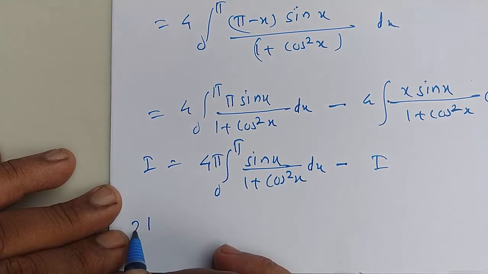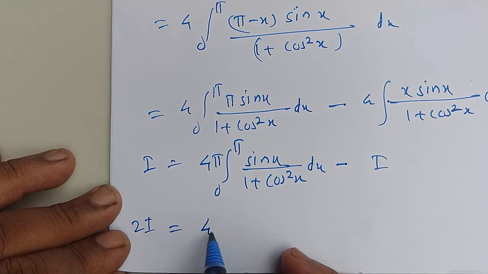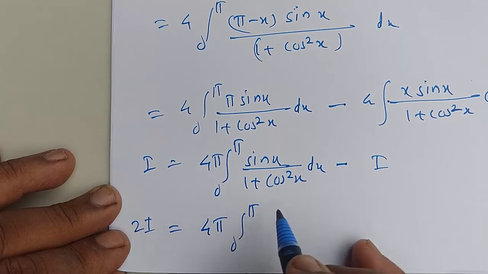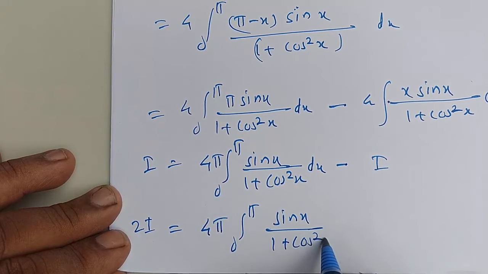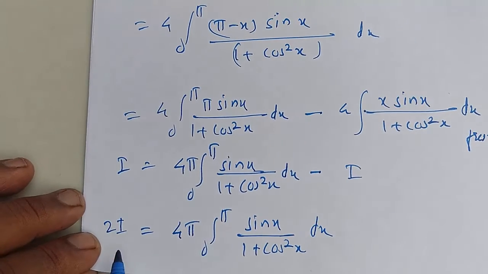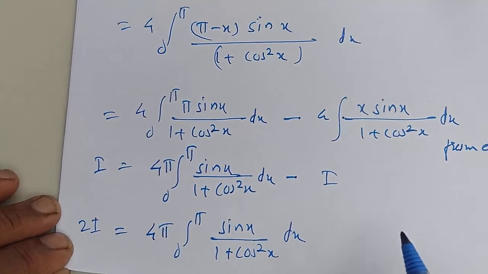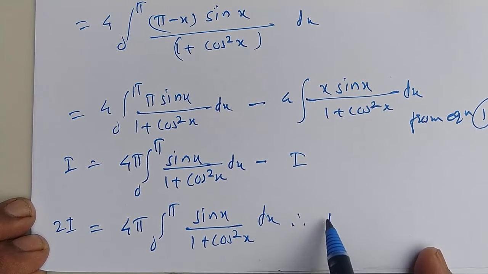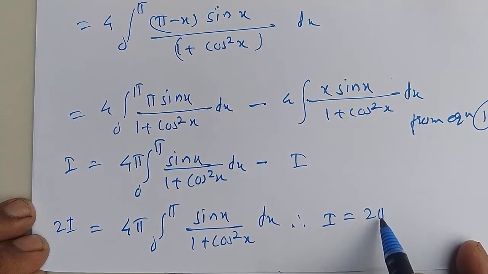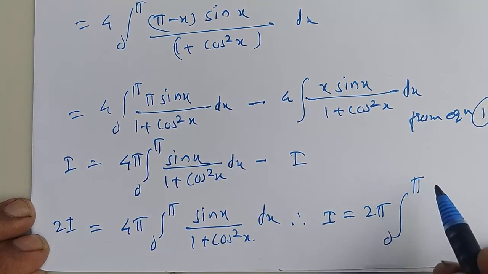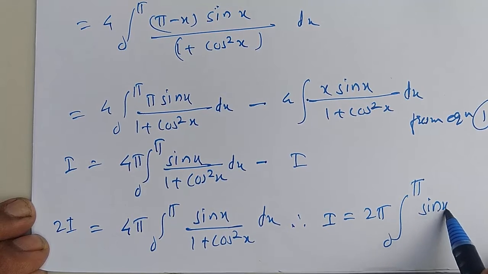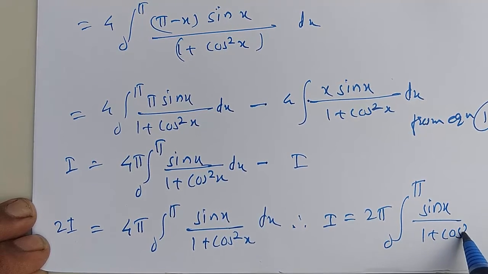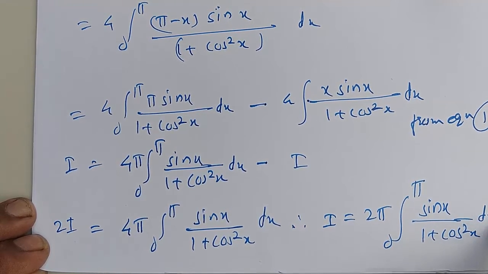Taking minus I to the left hand side, it becomes plus I. So I plus I becomes twice I, which is 4 pi integration 0 to pi of sin x upon (1 plus cos square x) dx. Now dividing by 2 throughout, we get I is equal to 2 pi integration 0 to pi of sin x upon (1 plus cos square x) dx.